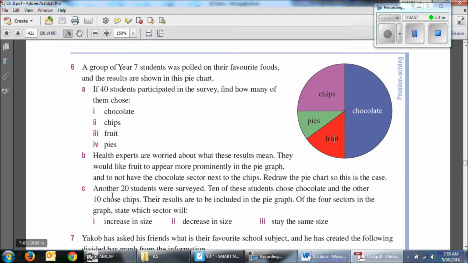But for C, it says another 20 students were surveyed. 10 of these students chose chocolate and the other 10 chose chips. Their results are to be included in the pie graph. Of the 4 sectors in the graph, state which sector will increase in size. Okay, so which sector is going to increase in size? Well, put it this way.